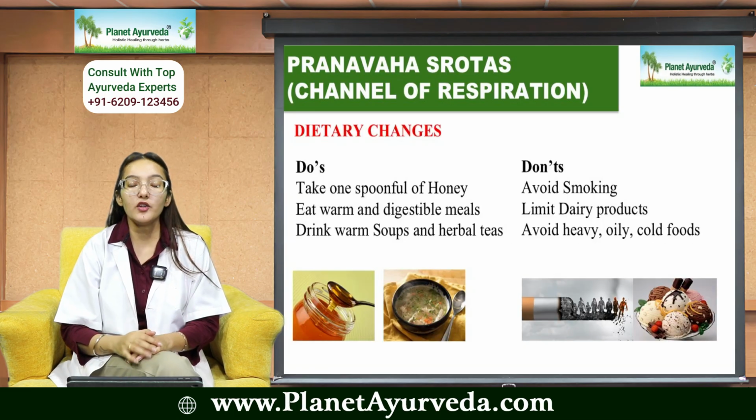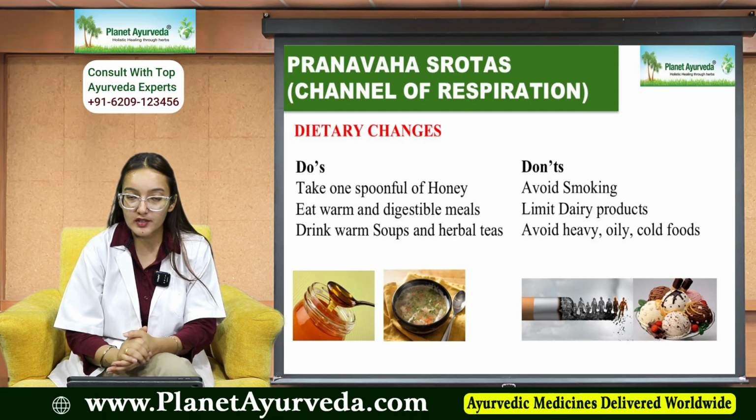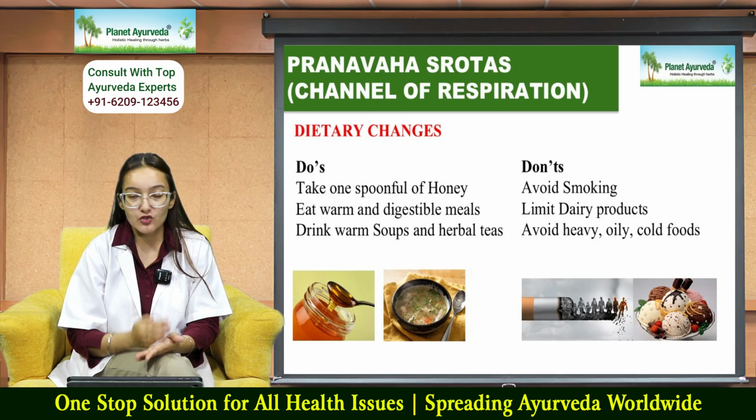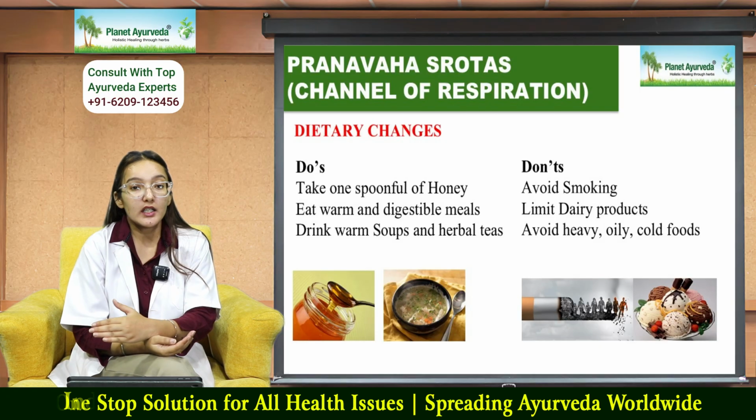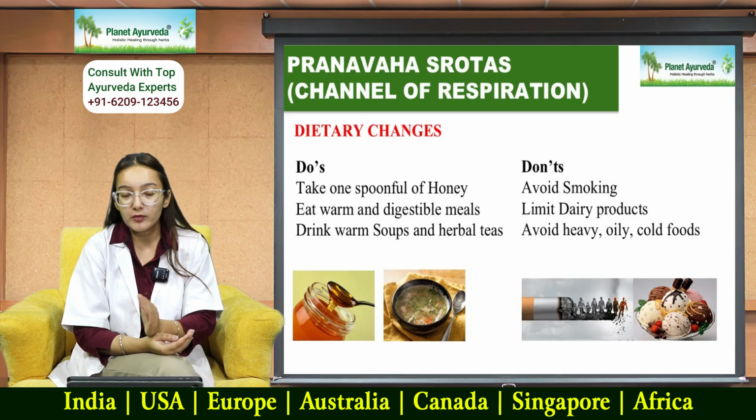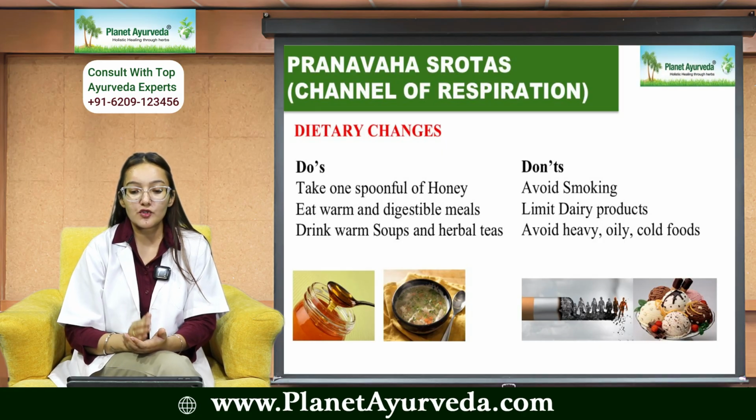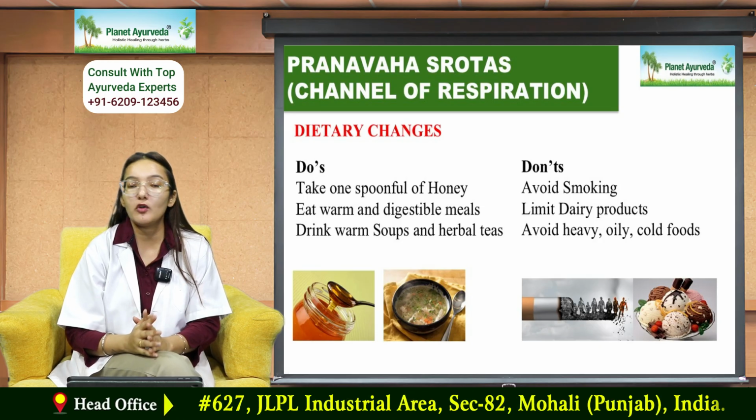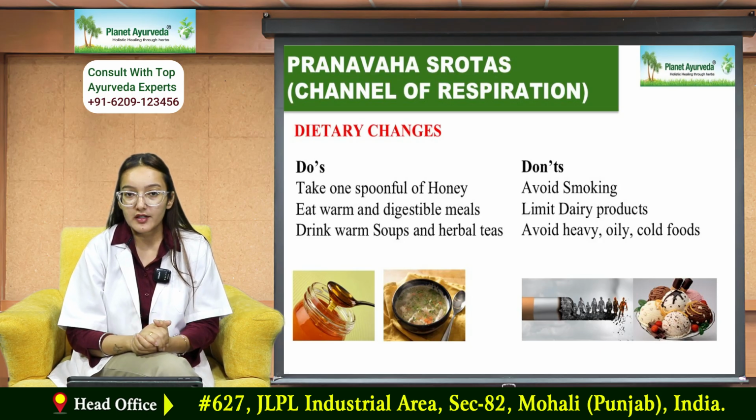So now, what kind of diet can one follow who has Vishesan of the channel of respiration? Particularly, the diet usually depends on the dosha association. Where there is vata, we need to give vata pacifying things. Where there is kapha, we need to give kapha pacifying things. So accordingly, the diet needs to be planned. But the common dietary do's and don'ts that a person with Vishesan of the channel of respiration needs to follow: they can take one spoonful of honey. The honey will clear the blockages from the channel of respiration.